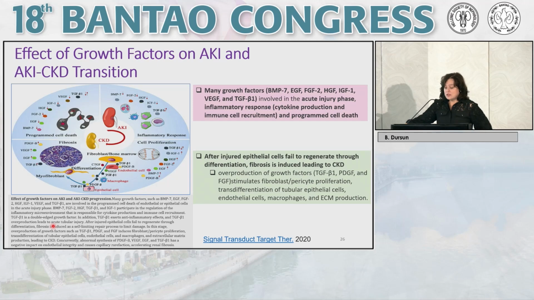Many growth factors are also involved in the AKI and AKD to CKD transition, like bone morphogenetic protein 7, VEGF, and TGF beta 1. They are all involved in the acute injury phase by eliciting inflammatory responses and programmed cell death.